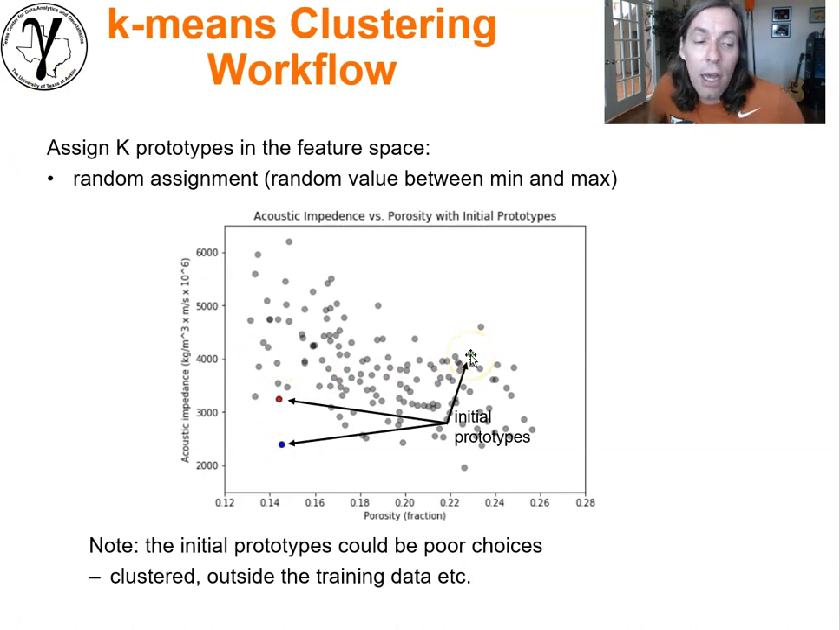Now, I want to make a point right now. The prototypes can in fact be very, very bad. They're not very good. Like, look at this. This would be a terrible prototype. It's not representative of any of the samples. This one's not great either. This one's not good. They could be outside of the training data. That's fine. It should still be able to do a pretty good job. And we'll do random starts in case we get stuck in a local minimum.